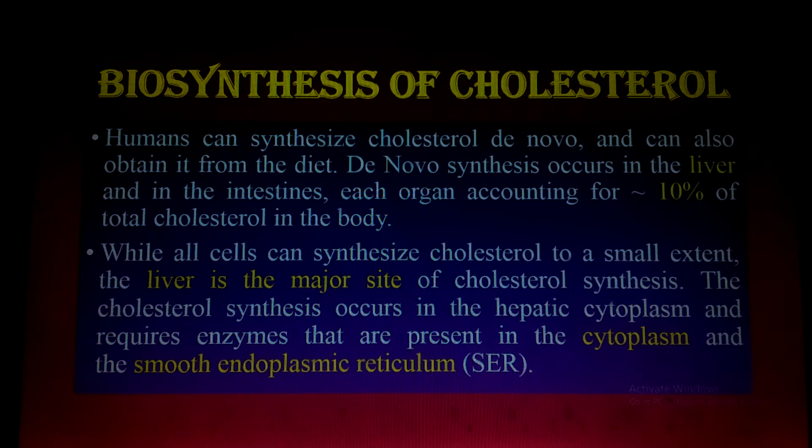While all cells can synthesize cholesterol to a small extent, the liver is the major site of cholesterol synthesis. Cholesterol synthesis occurs in the hepatic cytoplasm and requires enzymes that are present in the cytoplasm and the smooth endoplasmic reticulum. As we are familiar, the smooth endoplasmic reticulum helps in lipid formation. So it occurs in the cytoplasm and where the smooth endoplasmic reticulum is. Okay.